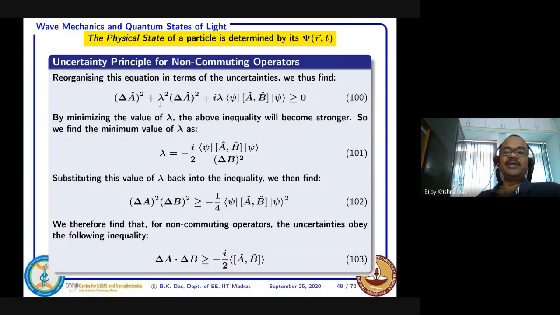Then this inequality will be stronger when you find a lambda value. This is actually a quadratic equation in lambda square. So you can find a minimum value of lambda. How will you get the minimum value of lambda? Then it will be a stronger inequality. For that minimum value, you can just take the derivative of this, set it equal to 0, and find the lambda value. So if you do so, you get this expression, lambda equal to this one.